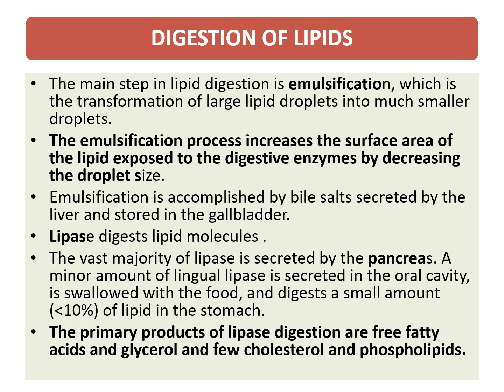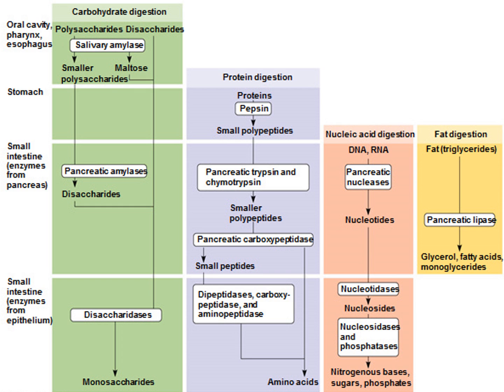Lipase digests lipid molecules. The vast majority of lipase is secreted by the pancreas. A minor amount of lingual lipase is secreted in the oral cavity, which is swallowed with the food and digests a small amount, less than 10%, of lipid in the stomach. The primary products of lipase digestion are free fatty acids and glycerol, and a few cholesterol and phospholipids.